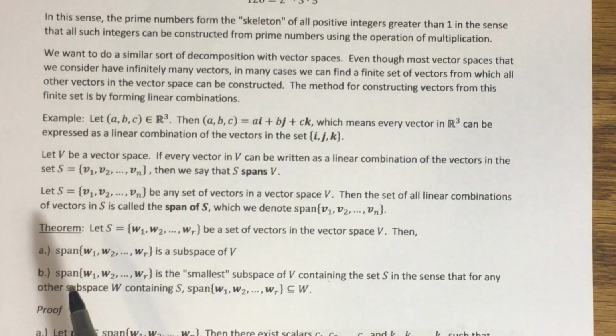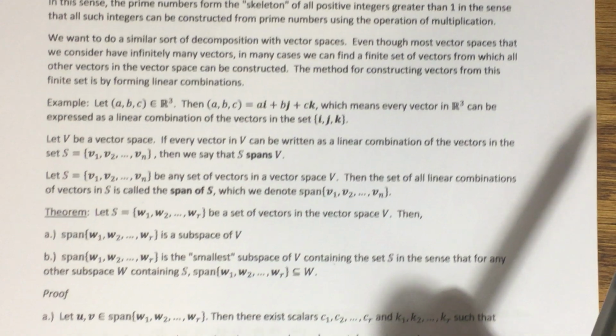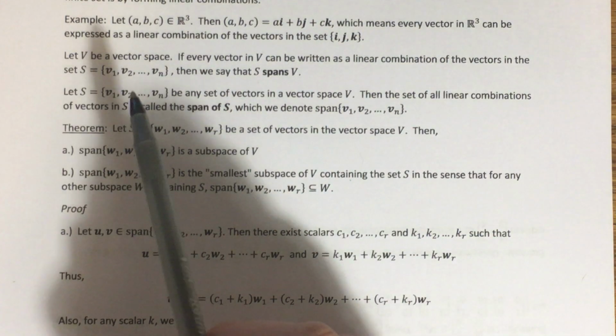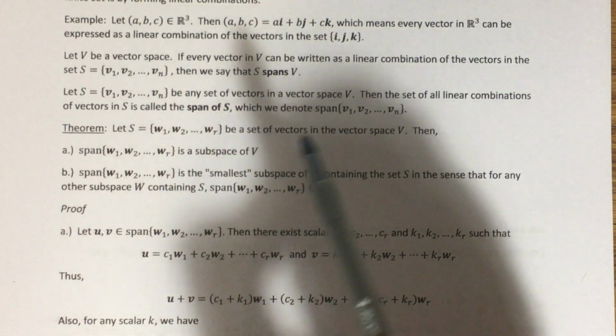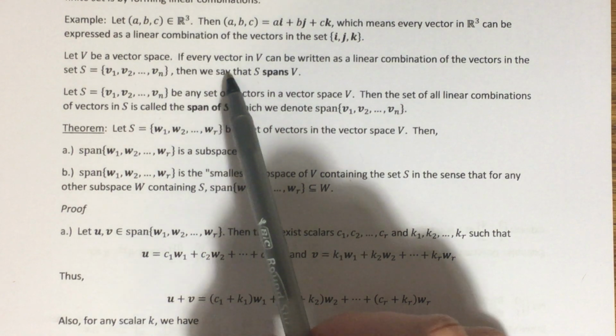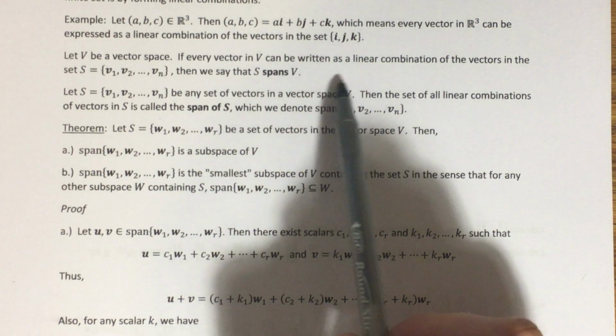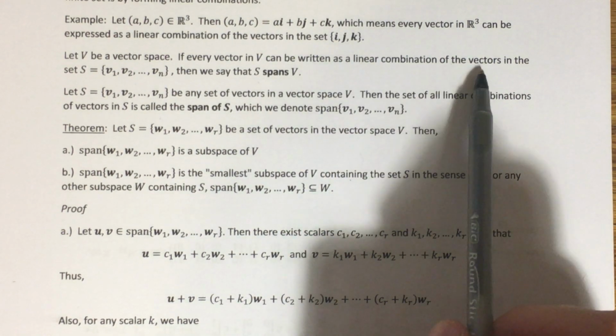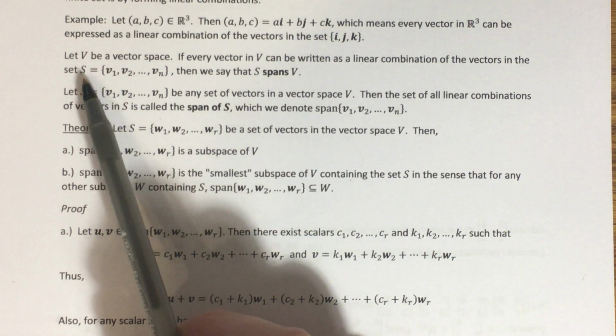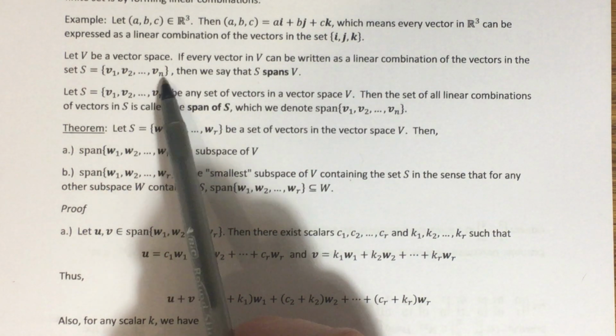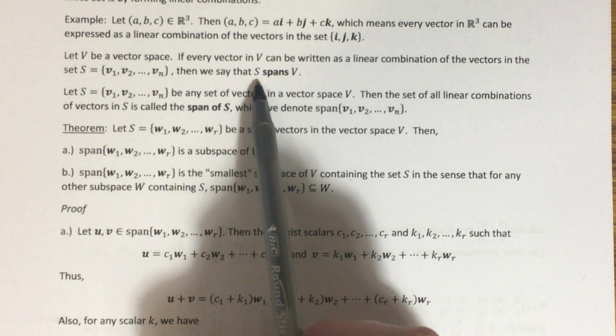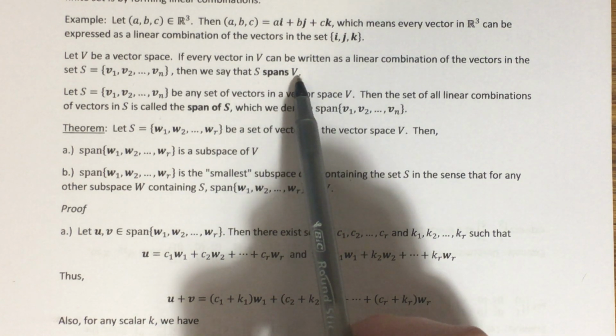To make this a little bit more precise, let's give some definitions. If V is any vector space, and if every vector in V can be written as a linear combination of the vectors in some set S equals {v1, v2, all the way through vn}, then we'll say that S spans V.